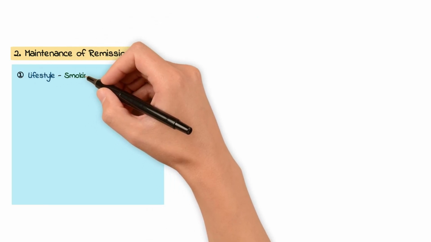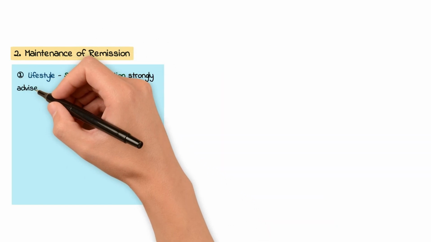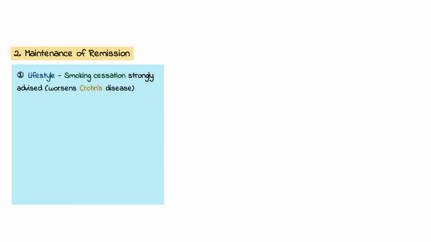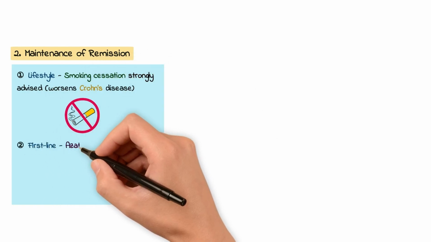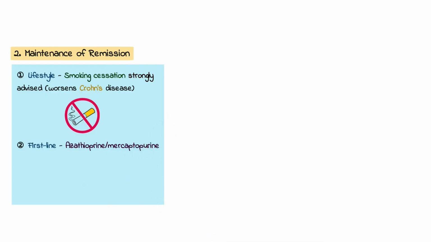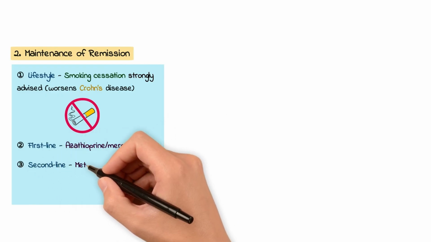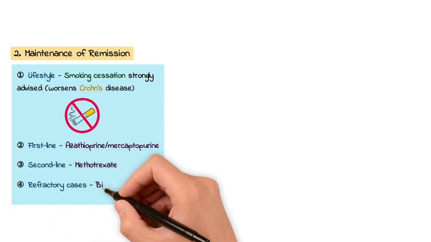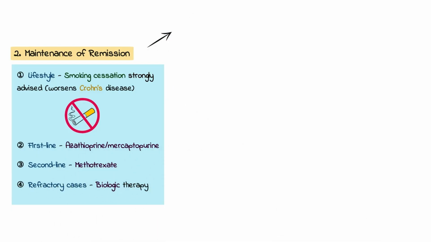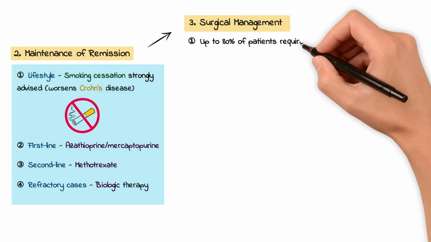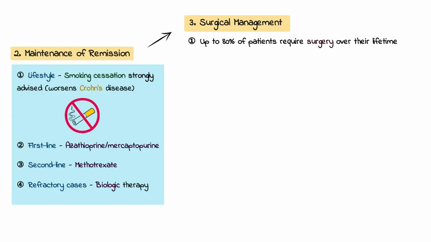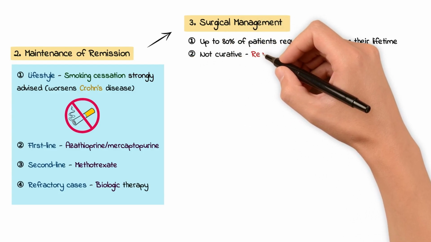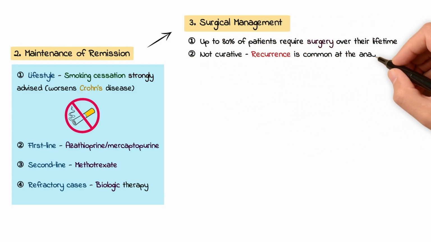Maintenance of remission. Lifestyle. Smoking cessation, this is strongly advised. It can worsen Crohn's disease. First line, azathioprine or mercaptopurine. Second line, methotrexate. In refractory cases, biologic therapy. Surgical management. Up to 80% of patients require surgery over their lifetime. This is not curative. Recurrence is common at the anastomotic site.